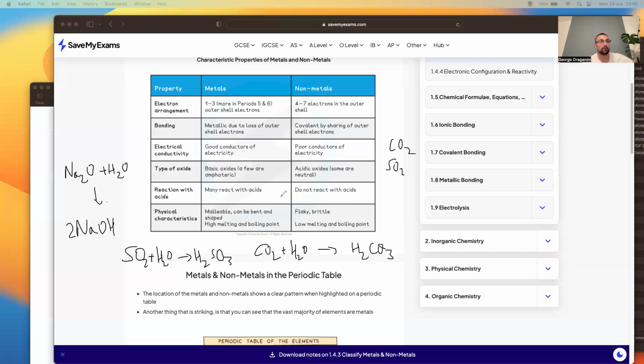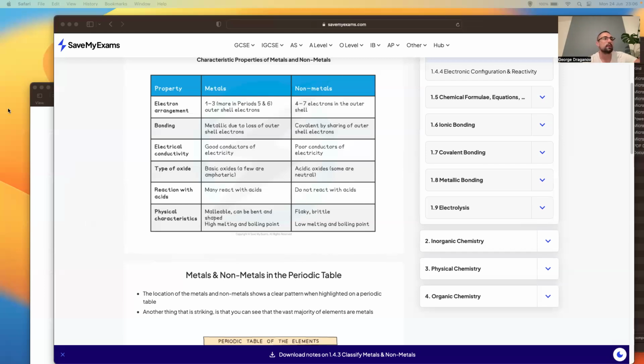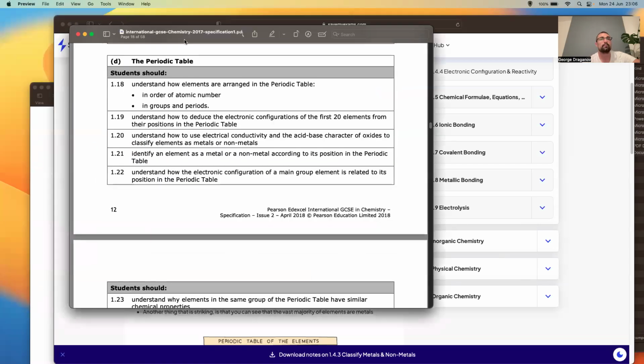The main takeaway message, as per your syllabus, is the following message right here. Understand how electrical conductivity and acid-base character of oxides classify metals. So if you're conductive, you're a metal. If you're non-conductive, you're a non-metal. If you're acidic, you're a non-metal oxide. And if you're basic, you're a metal oxide. Those are the key points.